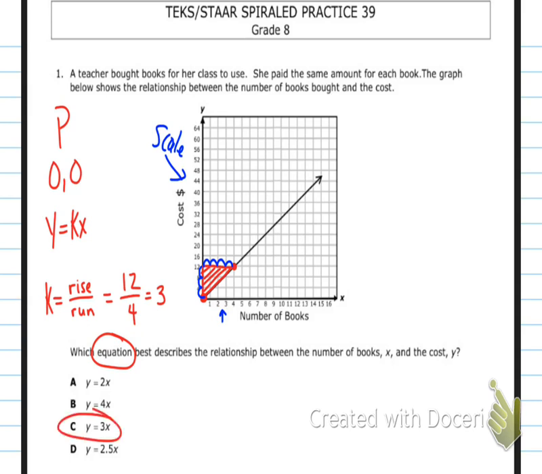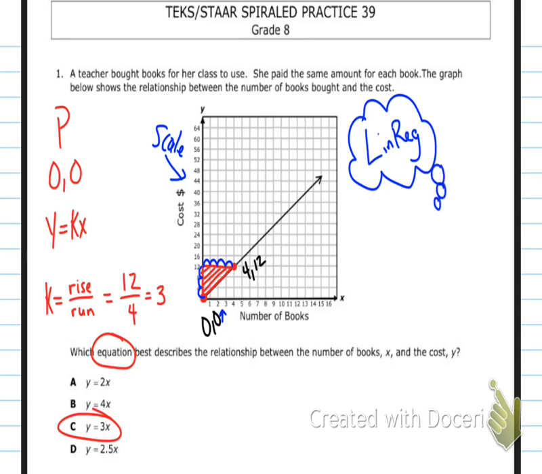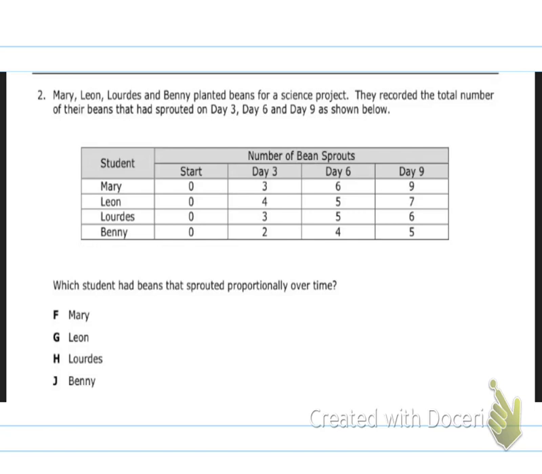Now, if you're weak at this, you could have used linear regression. I don't think it's necessary here. It was much easier to do rise over run, but I'm just going to mention it there as an option. So we'll put in a little thought cloud. Okay, as a backup, you could always use linear regression. Now, on this next one, I actually am going to use linear regression. I'm going to take my time doing this one, but I want to know which student had beans that sprouted proportionally.